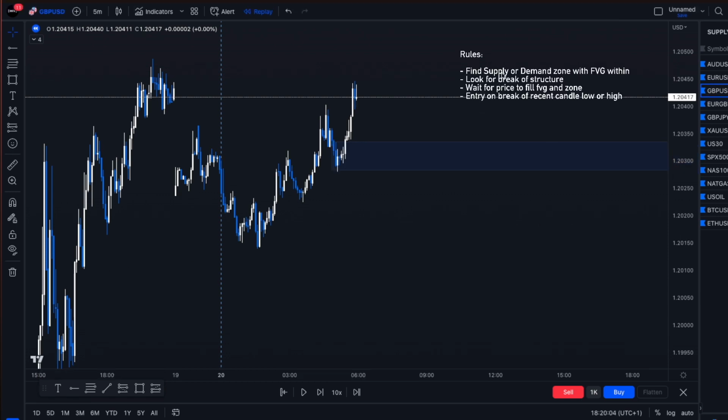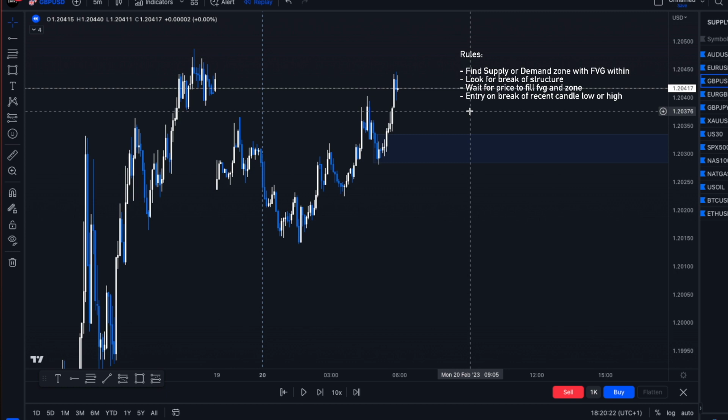You can see here, we've got: find a supply and demand zone with a fair value gap within. We'll look for the fair value gaps in a second. Look for a break of structure. So we've got a break of structure here. Wait for price to fill the zone. So we're going to wait for price to come into the zone, fill the gaps, and then we're going to look for an entry on a break of a recent candle high or low. Okay, and that's basically going to give us our entry. There's our 4 rules that we're looking for.